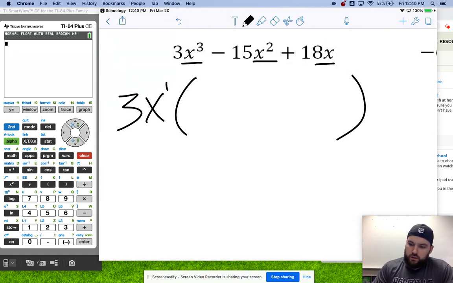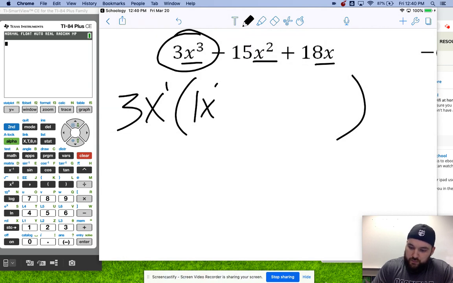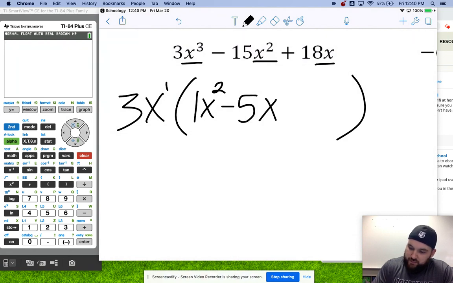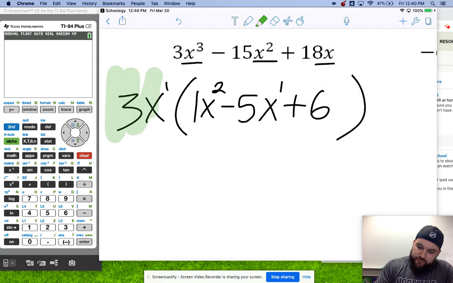So now the idea with filling in the parentheses is what's remaining in this term if I divide by 3 and I take a single x away. Well, 3 divided by 3 is 1. I had x to the third, but I took one of them out, so now it's x to the second. If I move on to the second term, negative 15 divided by 3 is going to give me negative 5. There was x to the second power, but now that's reduced to x to the first. And then finally, 18 divided by 3 is 6. There was a single x there before, but I took it out as part of the GCF, so that is done. This is my factored answer.